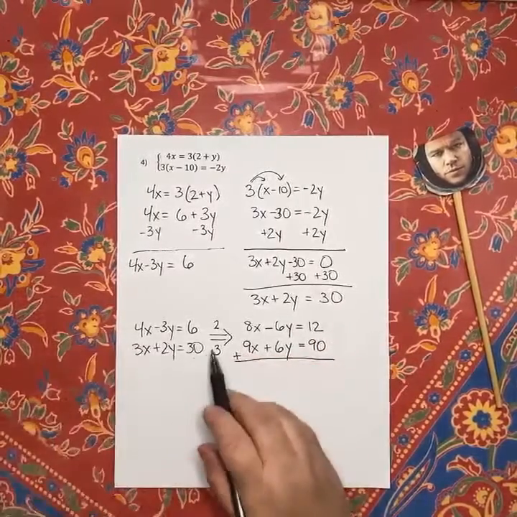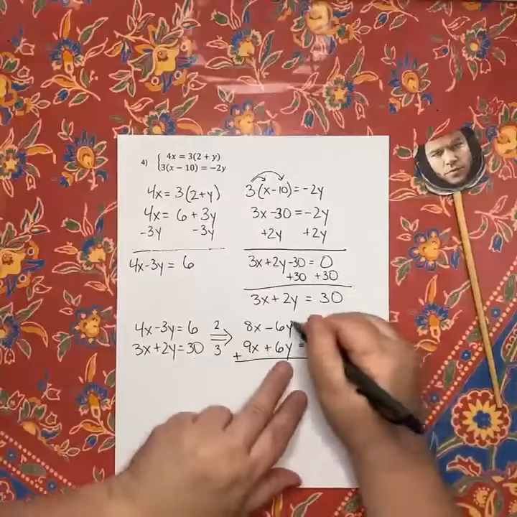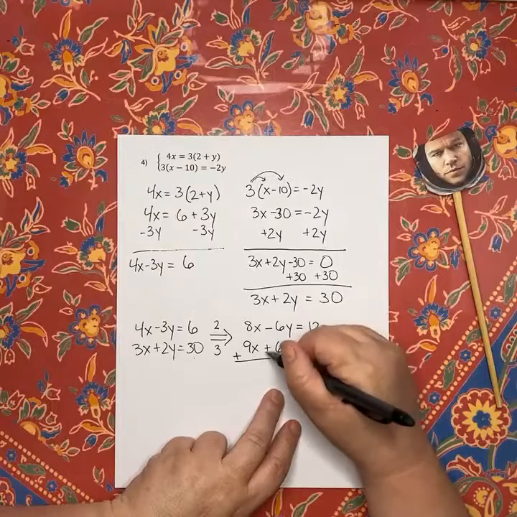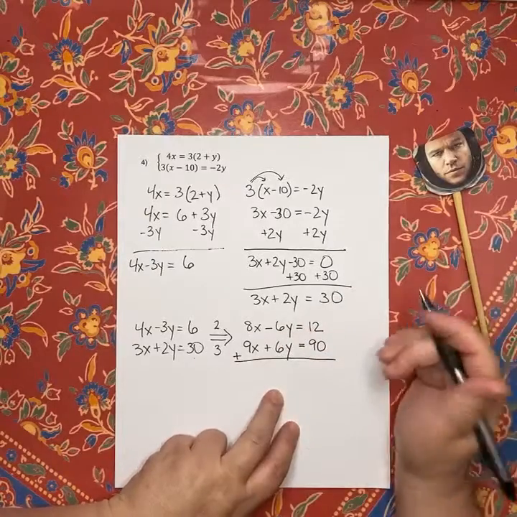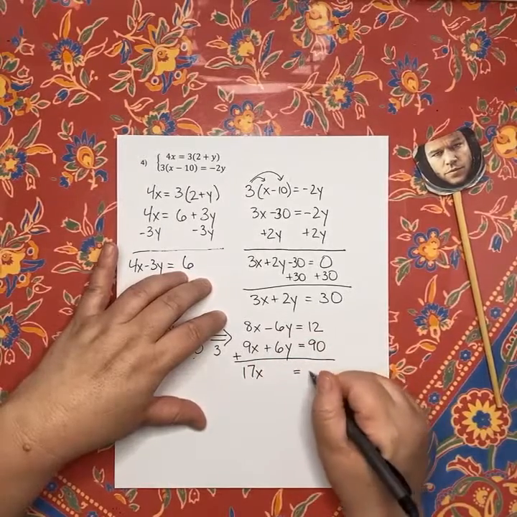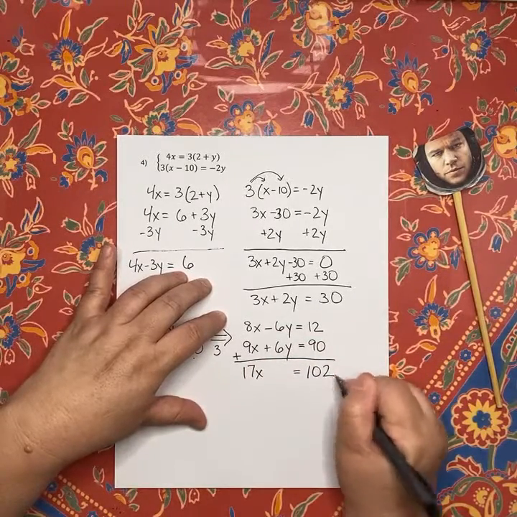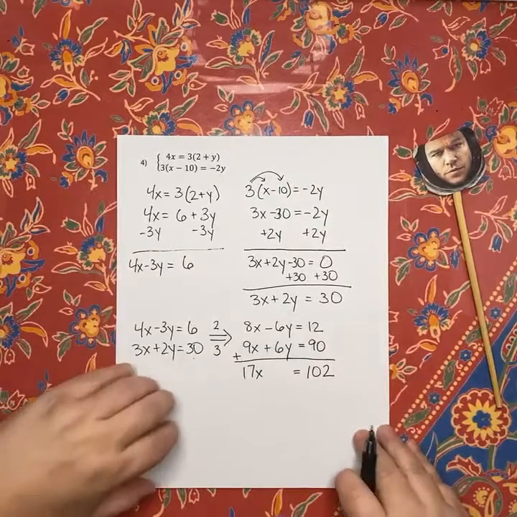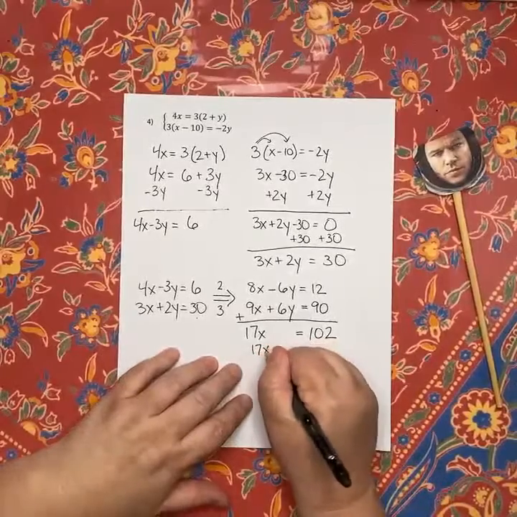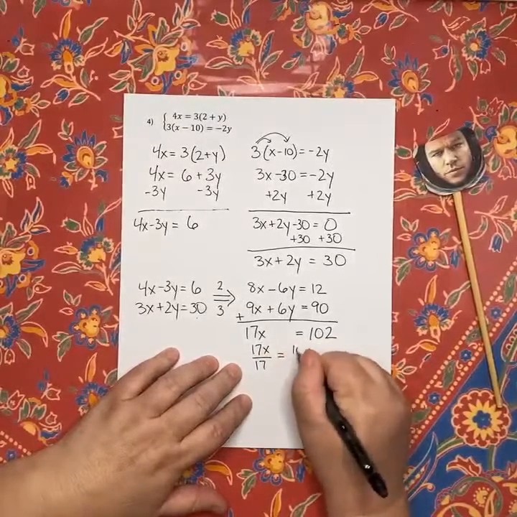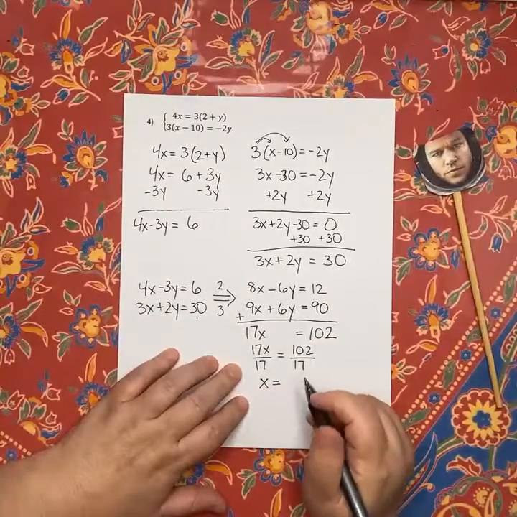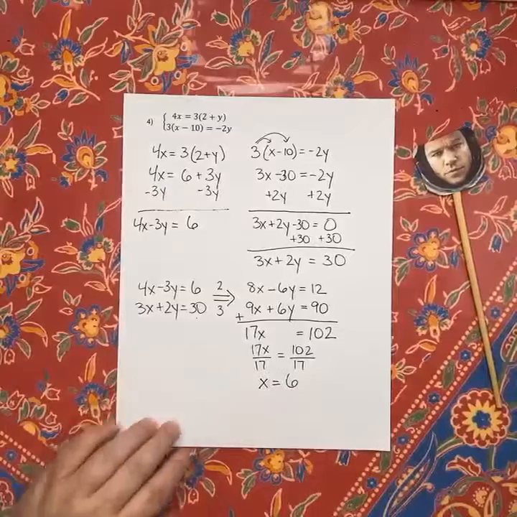Now, if I did this transformation well, something should cancel out. And you can see right there, negative 6y and positive 6y cancel out. So on the left-hand side, I've got 17x. On the right-hand side, I've got 102. Now, normally I would worry about this, except that I happen to know that this works out. 17x over 17 equals 102 over 17. And believe it or not, it's 6.